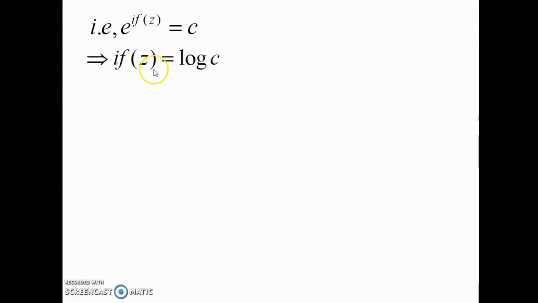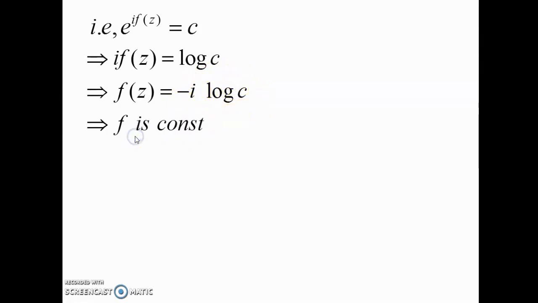So now we have got g of z as constant. We have taken g of z is equal to e power i f of z. Therefore, e power i f of z equal to c. I am taking some c as a constant. So when I apply log on both sides, I will get i f of z is equal to log c. Therefore, f of z is equal to minus i log c. So this is a constant value. Therefore, f of z is constant.